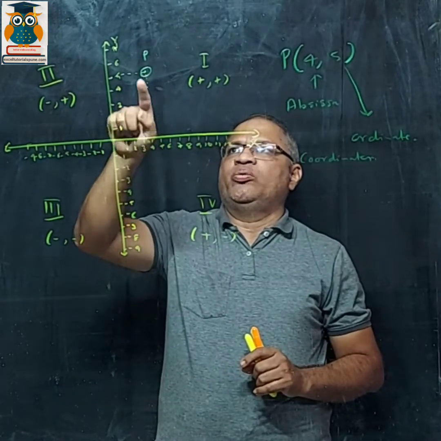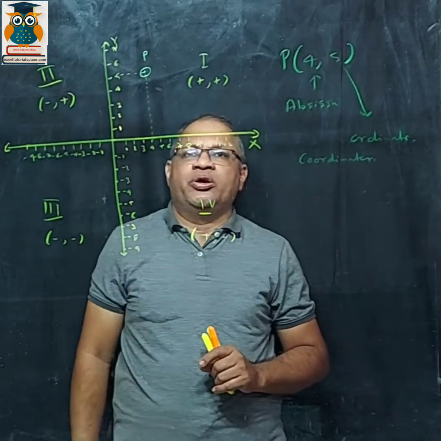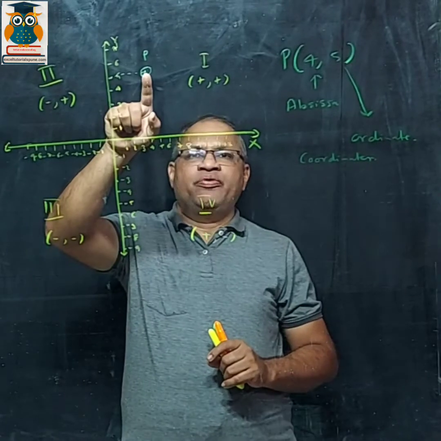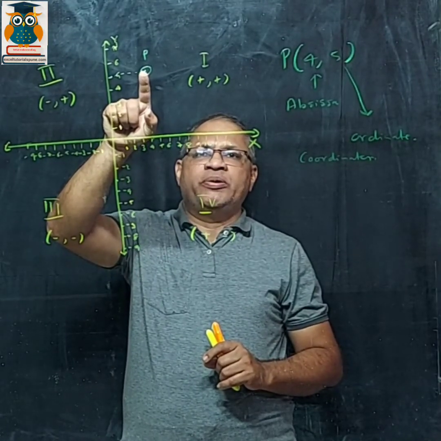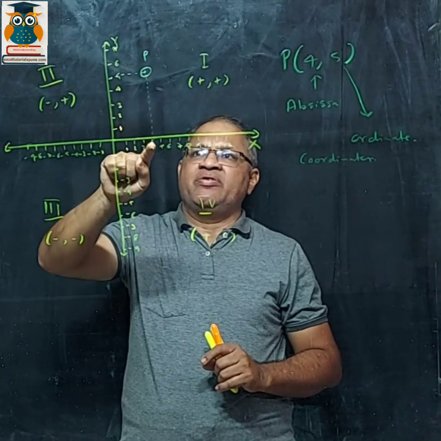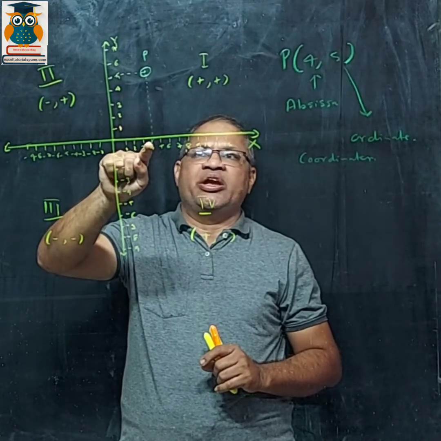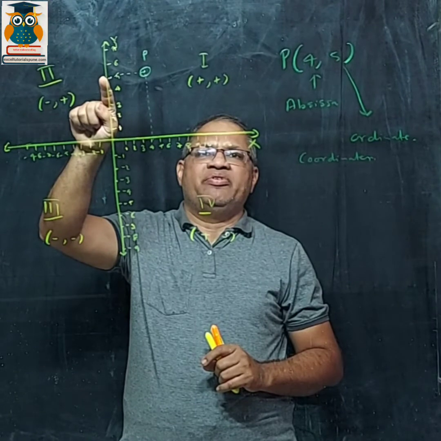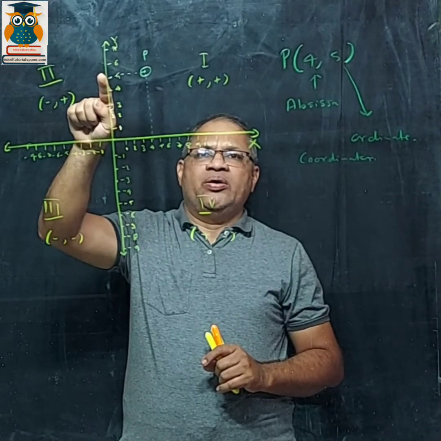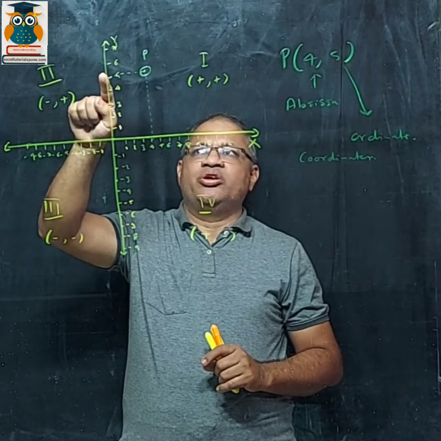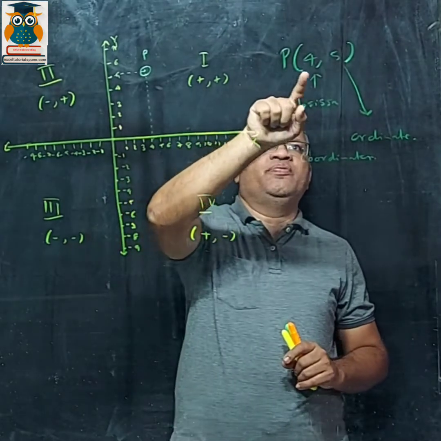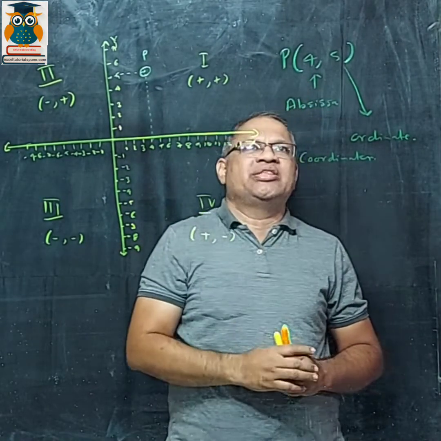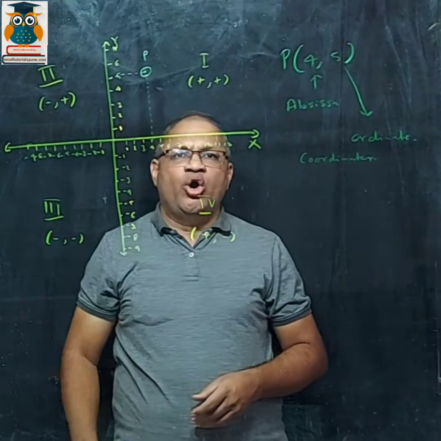Now, take any point over here, for example P. How do you find out the coordinates of point P? You just extend this, and where it comes on the x-axis, you write it down. It's coming 4 over here. And you extend it to the y-axis, and wherever it comes on the y-axis, write it down. It is coming on 5. So P is 4, 5. Out of that, 4 is known as the abscissa, 5 is known as the ordinate.